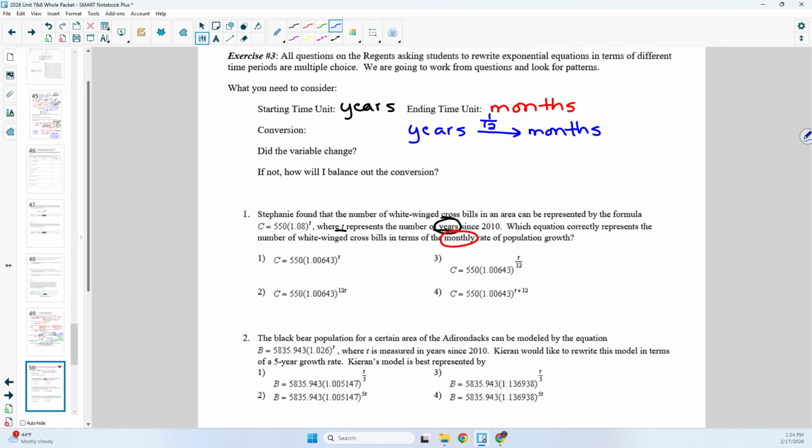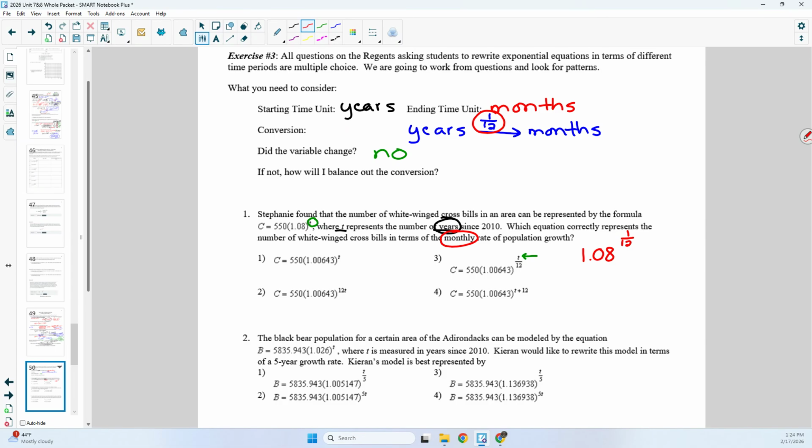So the next thing I need to ask is, from my starting equation to my ending equation, did my variable change? And the answer is no. Even though they want me to go to months, they kept t, which is years. So what this tells me is, I have years to months, which is 1/12. So that means for my 1.08, I don't want all that growth, I want 1/12 of it.